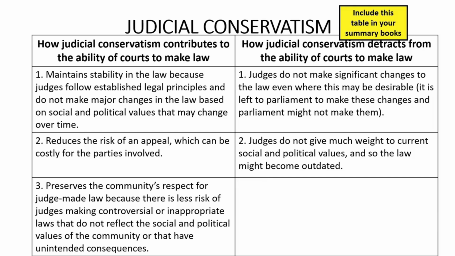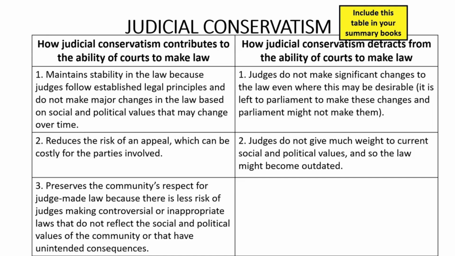The second way in which judicial conservatism contributes to the ability of the courts to make law is that because judicially conservative judges don't make major changes to the law, and because judicially conservative judges only change the law based on legal considerations, it is much less likely that a party will appeal the decision of a judicially conservative judge. Again, this is in contrast to a disadvantage of judicial activism, which is that there is a much greater likelihood of an appeal against a judicially activist judge's decision because that decision makes a significant change to the law. As I've previously explained, appeals can be costly and time-consuming for both the appellant and the respondent.